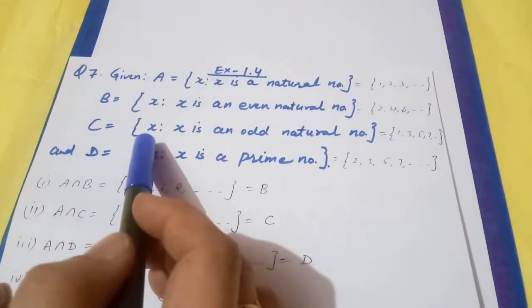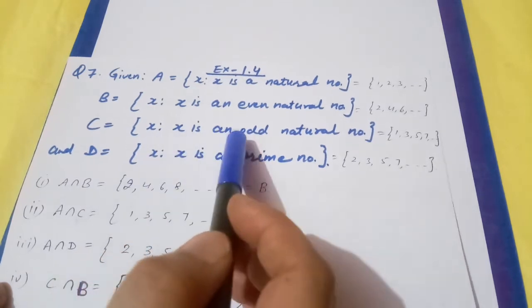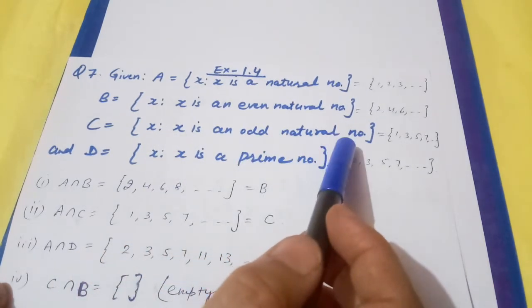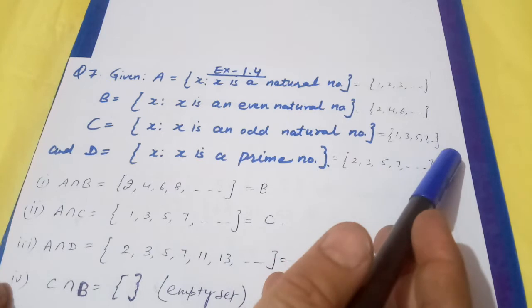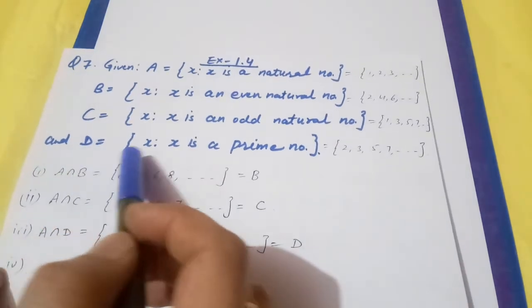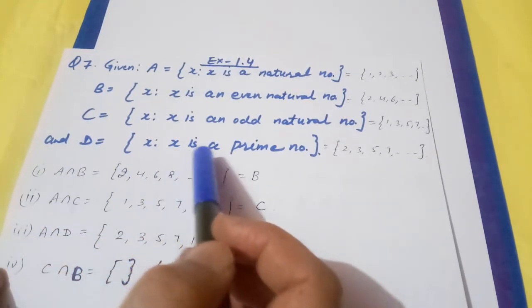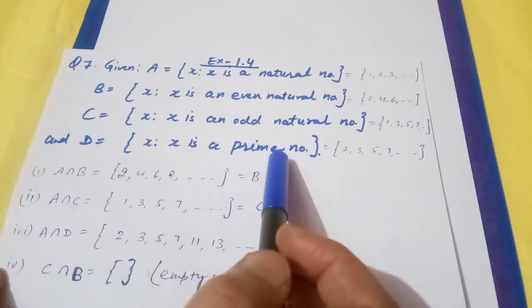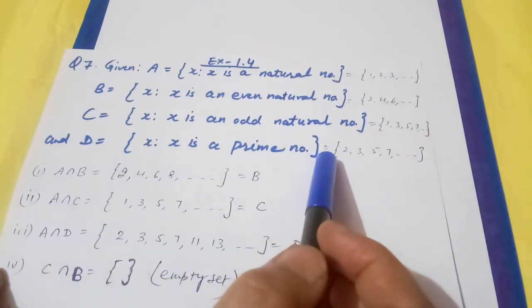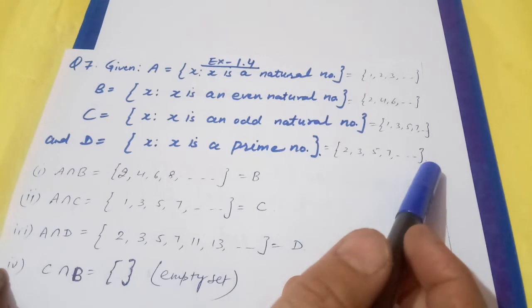C set equals the set of all those x such that x is an odd natural number, and these are 1, 3, 5, 7 and so on. And D set equals the set of all those x such that x is a prime number. Now this set contains prime numbers that are 2, 3, 5, 7 and so on.